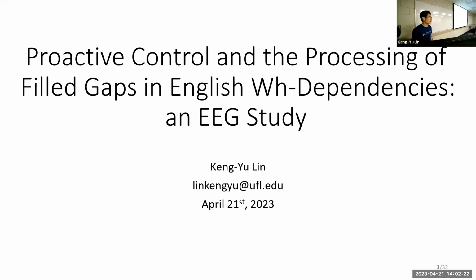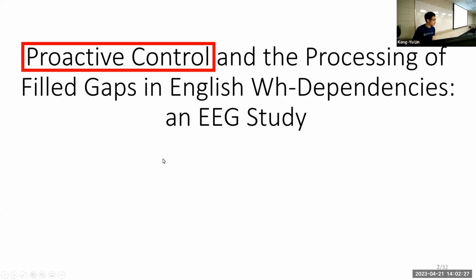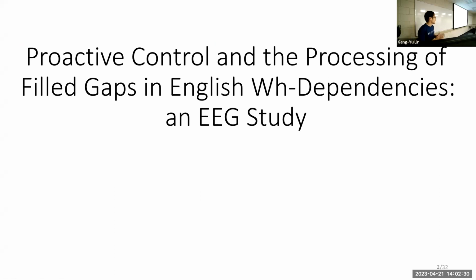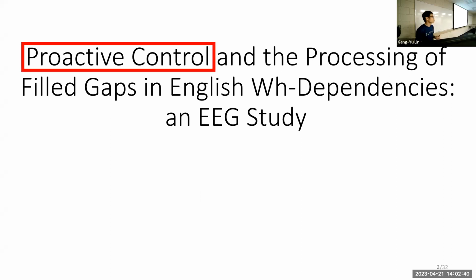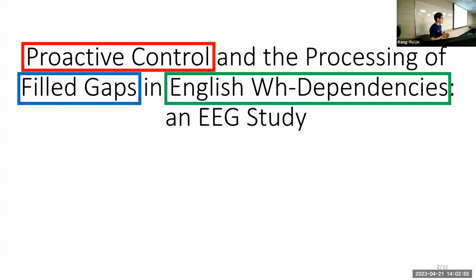Before we go into details about this topic, there are some technical terms, as we can see from the topic. I would like to explain these technical terms first before we go into the details of this study. The first one is proactive control, which is a type of cognitive control. The second one is field gap, which is a special phenomenon in English wh dependency sentences. And the third one is English wh dependencies. I'm going to talk about these technical terms first.